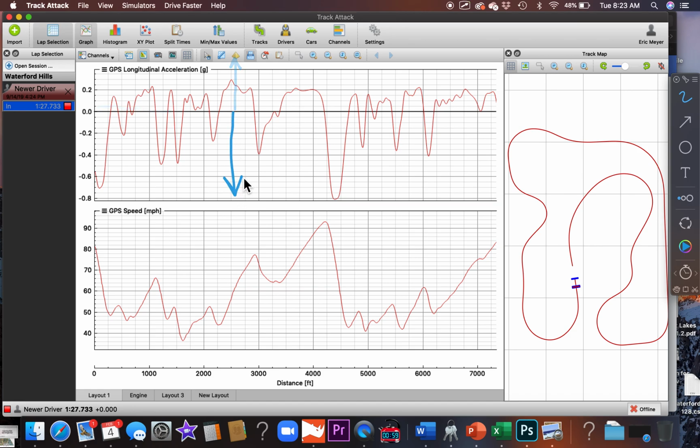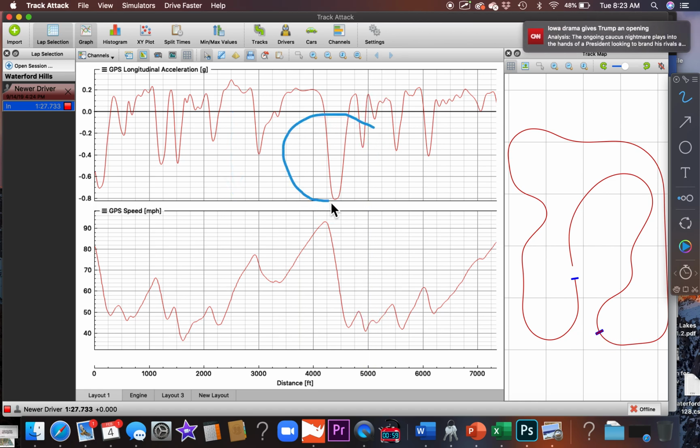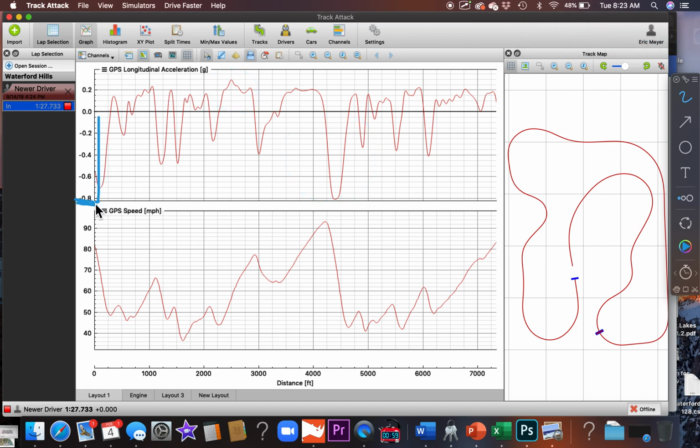Now I'm going to ask you a question here real quick. Why are there bigger events down here than, say, up here? In other words, this goes all the way down to negative, keyword negative, 0.8, but this one only goes up to, what does that look like? Maybe 0.3? Positive 0.3? Why is that? Think about that for a second.